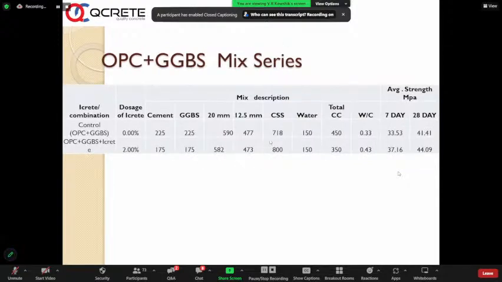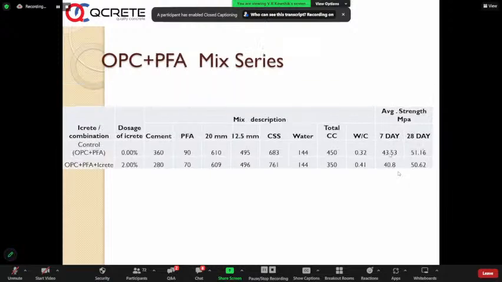We have an OPC GGBS mix where we use this product at 2%, and the total cementitious content is reduced by 100 kgs, giving similar strength. OPC PFA, again, 360 plus 90 has been reduced to 280 plus 7. So you have these better mixes with lesser OPC content, sometimes with higher fly ash or GGBS content, that is SCMs.